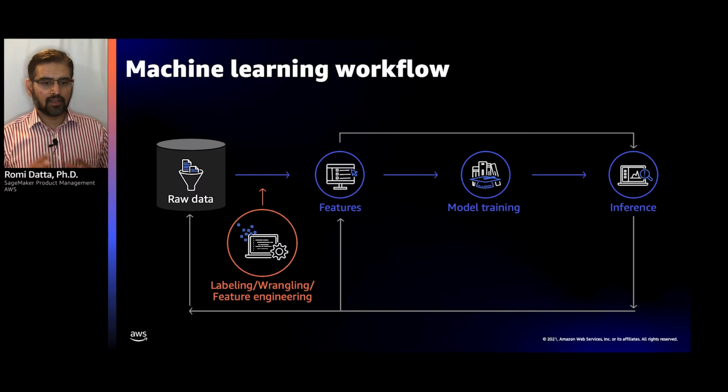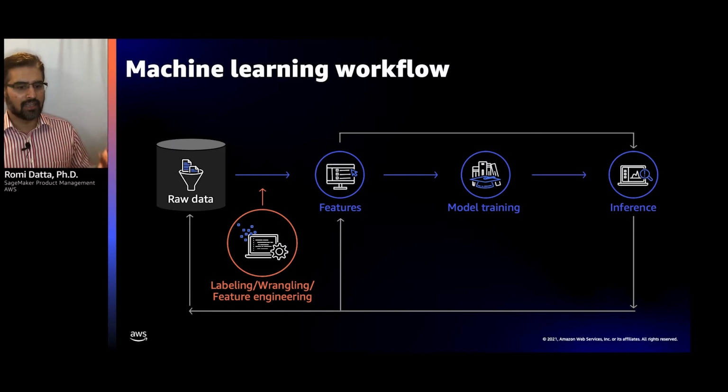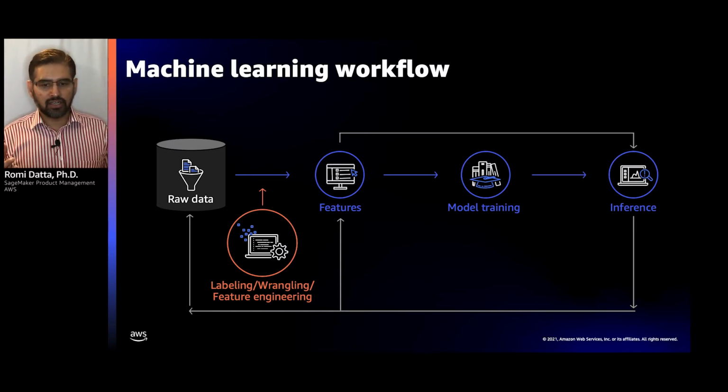This is a rough machine learning workflow. You take your raw data in your data lake. You do some labeling, some data wrangling, cleaning up, some feature engineering. You use those features for training your model, and then you deploy the trained model for inference generation. And that deployed model uses a subset of the features used for training.